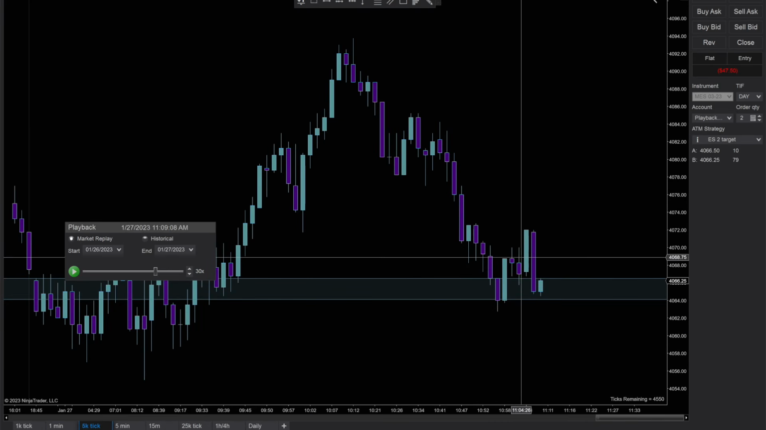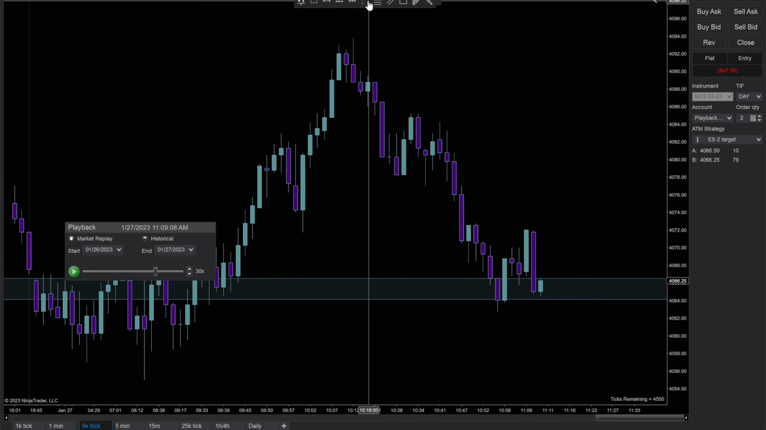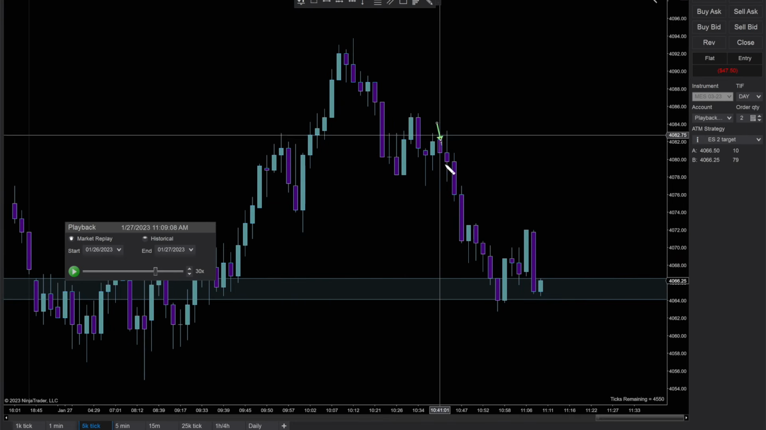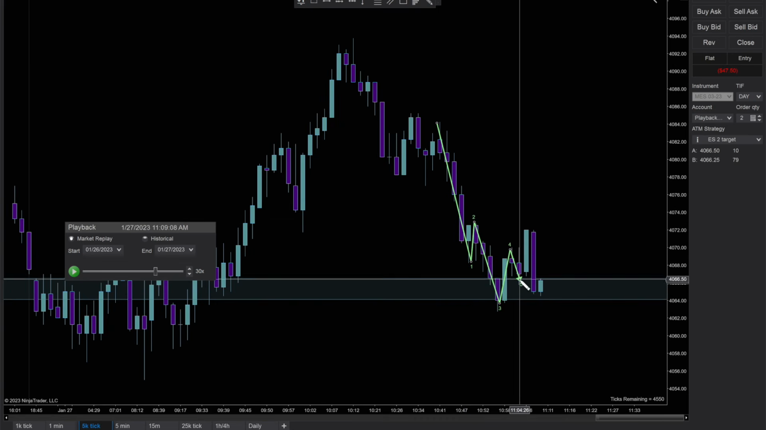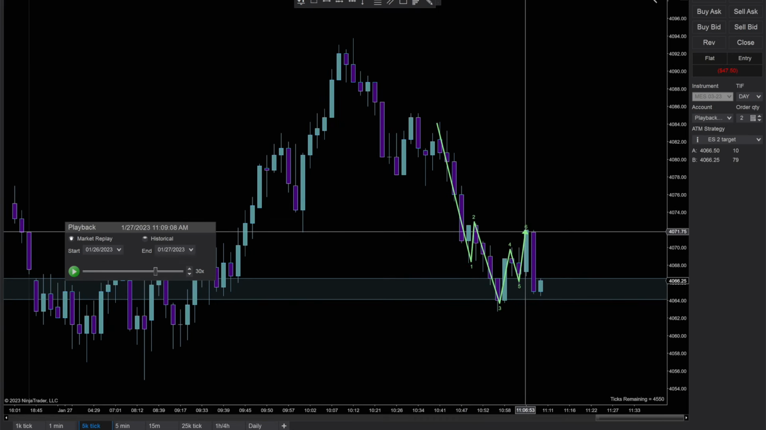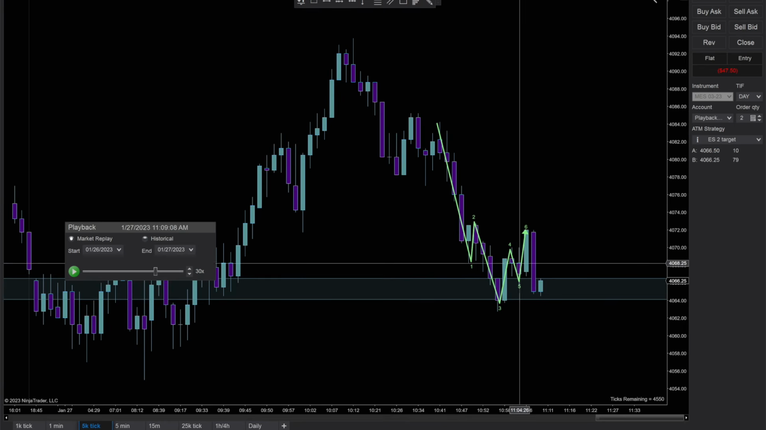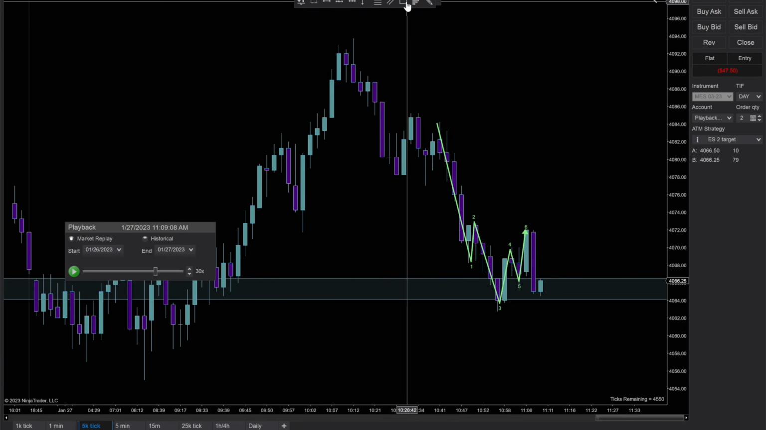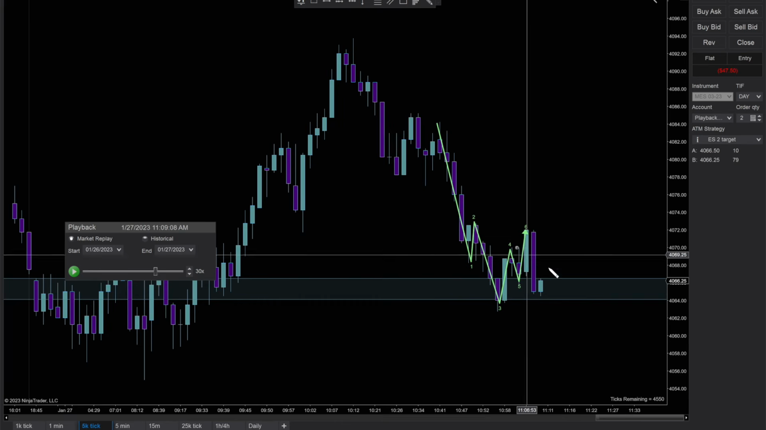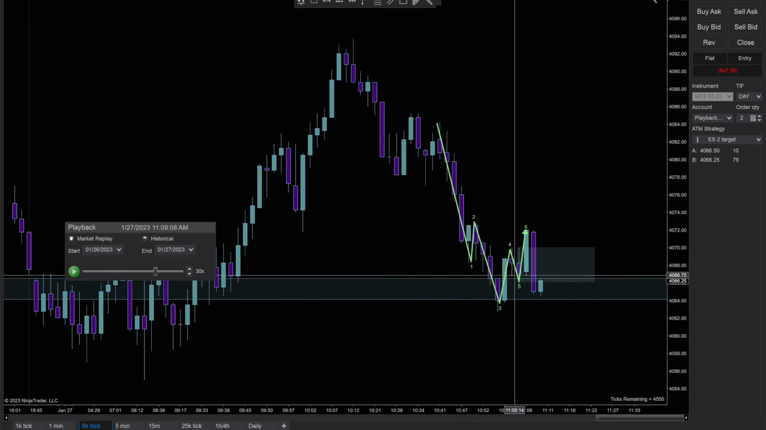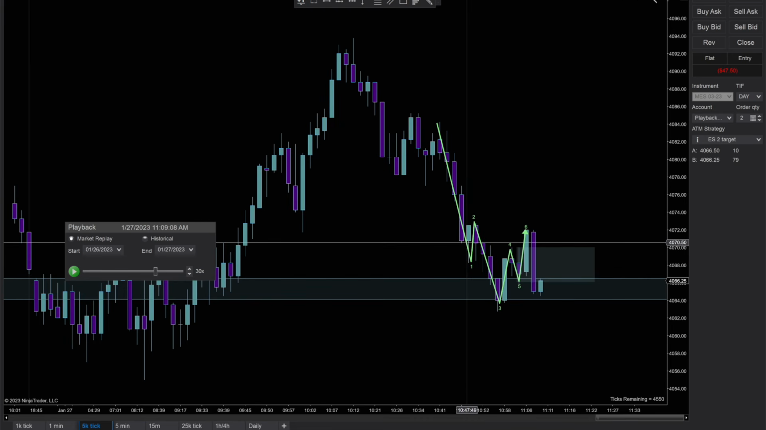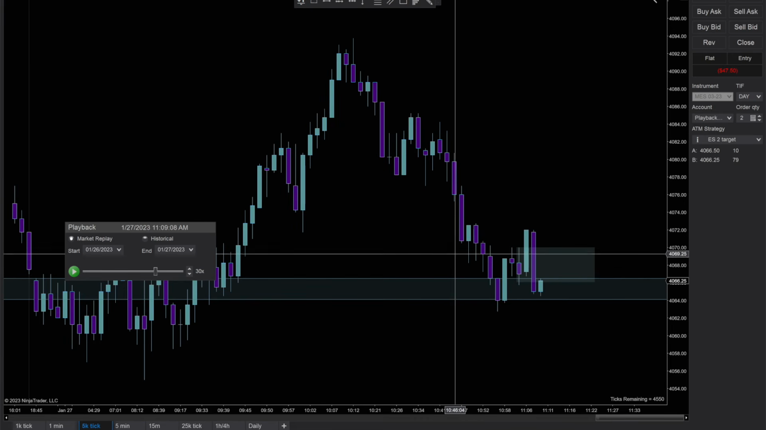Technically, after we broke this structure here, so again, we had this coming down, we now broke the structure here, okay? So this really looks like an inverse head and shoulders. So really, this is my demand zone that I should be looking for entry. And you can see we dipped below that, but I'll show you why I decided to re-enter. I don't know why the line's not showing up on this chart.